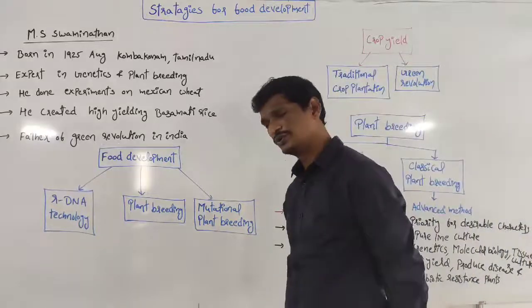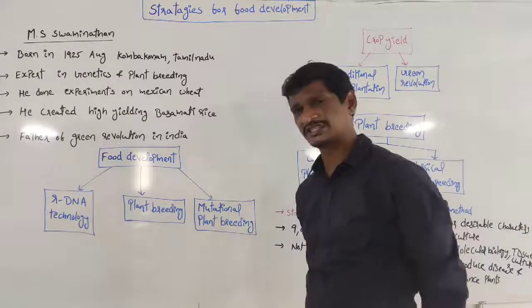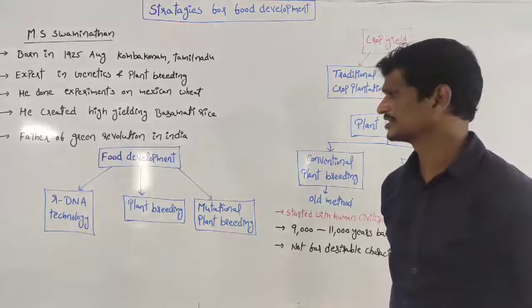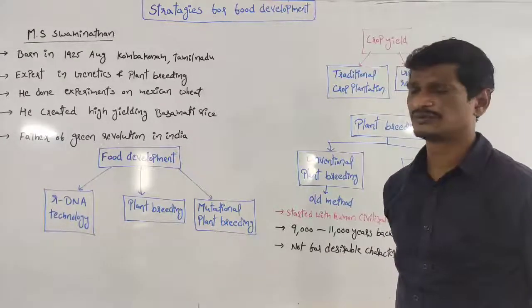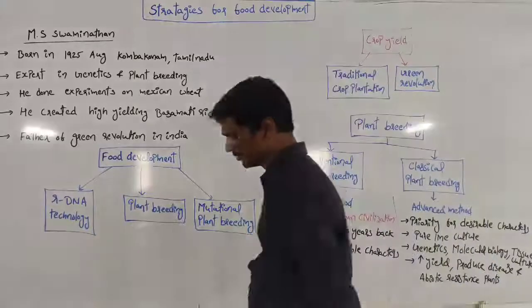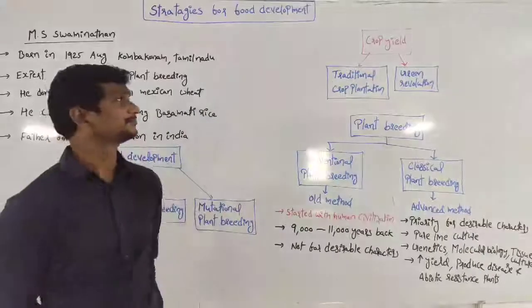The plants are having useful mutations. That kind of plants are selected and we are using, cultivating, right? That is about that types of the food developments. One is the RDA technology, plant breeding, and the mutational plant breeding, right?